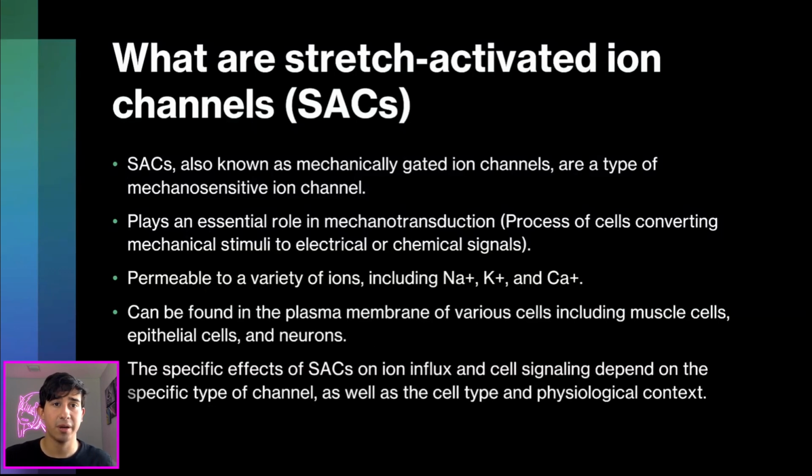Epithelial cells are cells that can be found on the inside and outside of the body, like your skin, blood vessels, and organs. So the specific effects of stretch-activated ion channels on ion influx, and an influx is basically just an entry of a large number of things, and cell signaling depend on the specific type of channel as well as the cell type and physiological context.